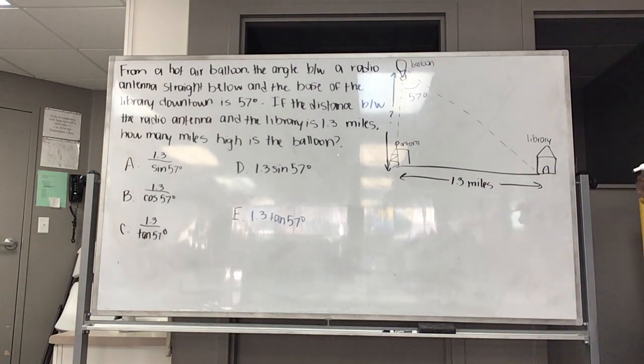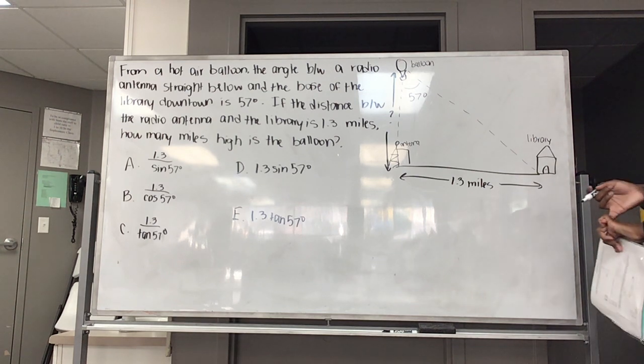So basically what you're looking for is the length of this side, that height. So A is 1.3 over sine of 57 degrees, B is 1.3 over cosine of 57 degrees, C is 1.3 over tangent of 57 degrees, D is 1.3 times sine of 57 degrees, and E is 1.3 times tangent of 57 degrees.